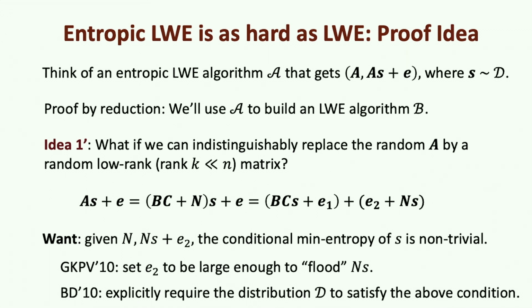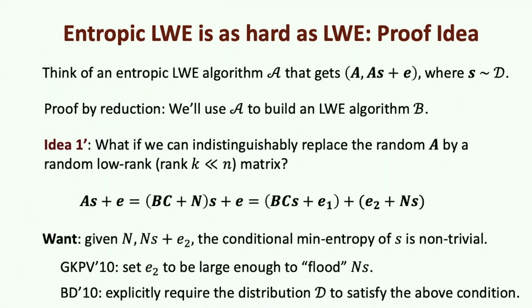The more general statement here is something that Zvika Brakerski and Nico Döttling came up with, which said, look, all I need from the distribution is this condition. This characterizes when the reduction would work. And again, if S is chosen from a binary support distribution or a sparse distribution, all of these things would fall in this category. Good. So that is the entropic LWE thing.